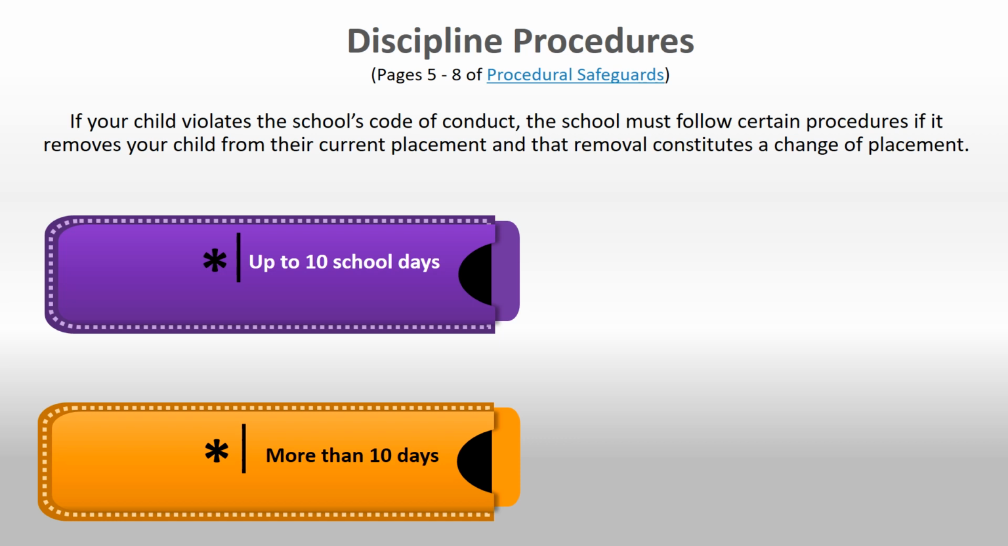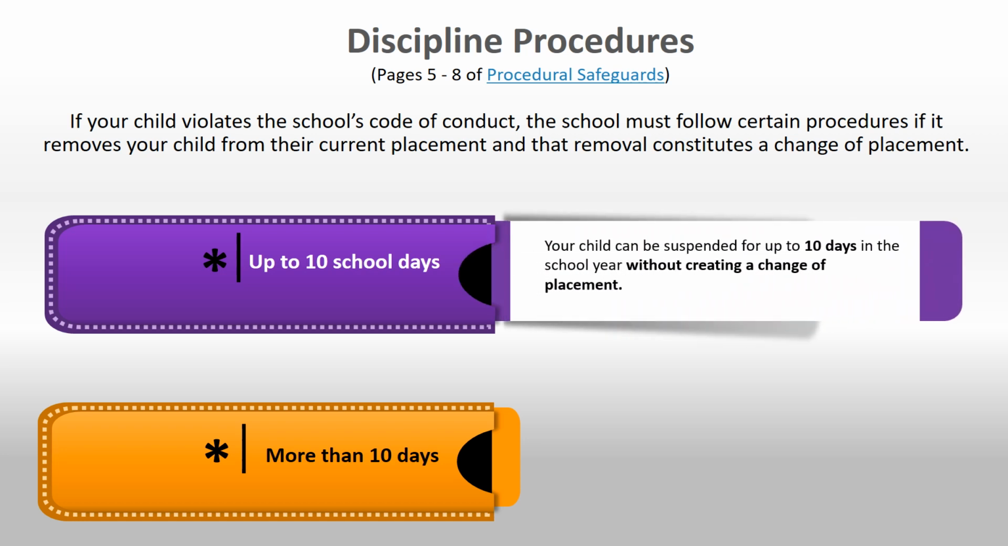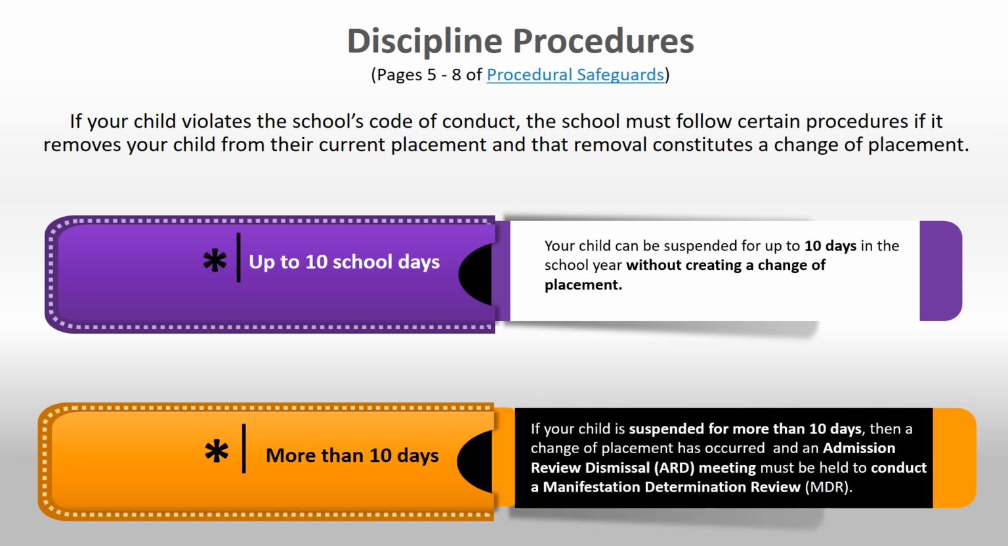Discipline Procedures, pages 5 through 8 of Procedural Safeguards. If your child violates the school's code of conduct, the school must follow certain procedures if it removes your child from their current placement and that removal constitutes a change of placement. Your child can be suspended for up to 10 days in the school year without creating a change of placement. If your child is suspended for more than 10 days, then a change of placement has occurred and an admission, review, dismissal, ARD, meeting must be held to conduct a manifestation determination review, MDR.